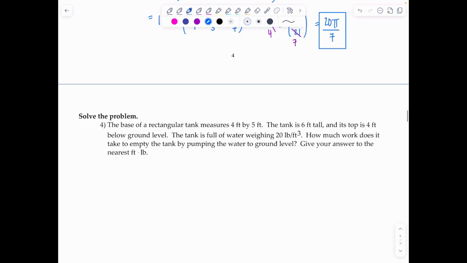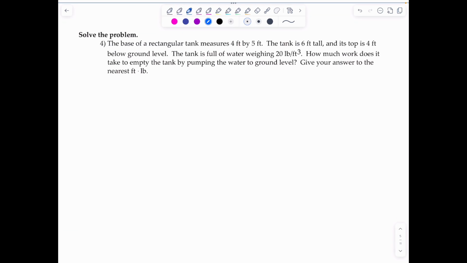All right, let's move on to some work problems. Solve the following problem. The base of a rectangular tank measures 4 feet by 5 feet. The tank is 6 feet tall, and the top is 4 feet below ground level. The tank is full of water, weighing 20 pounds per foot cubed. How much work does it take to empty the tank by pumping the water to ground level? Give your answer to the nearest foot pound.